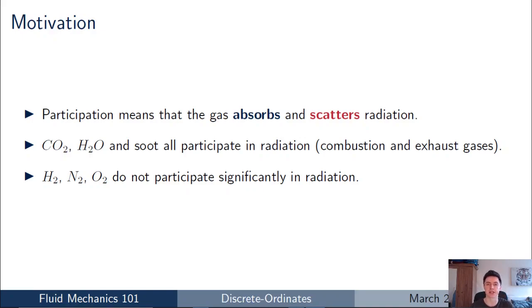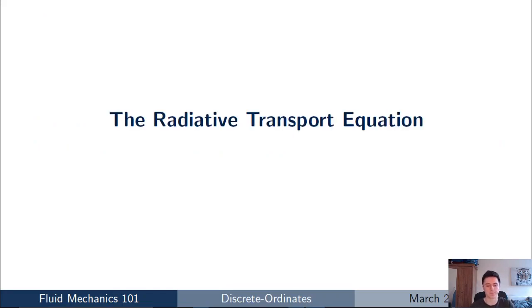But for today's talk, I'm only going to be focusing on the discrete ordinates model. And you could actually use the discrete ordinates model whether the gas participates in radiation or not. So that's all I'm going to say about the selection of models. Let's move on to the model itself.